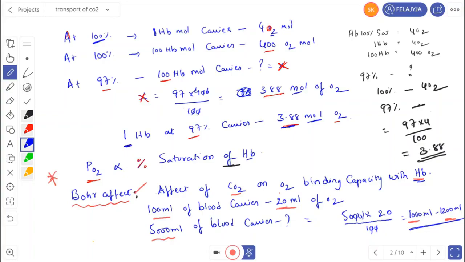So let us see now the Bohr effect: the effect of carbon dioxide on oxygen binding capacity with hemoglobin. That means how carbon dioxide affects the oxygen binding capacity of hemoglobin.